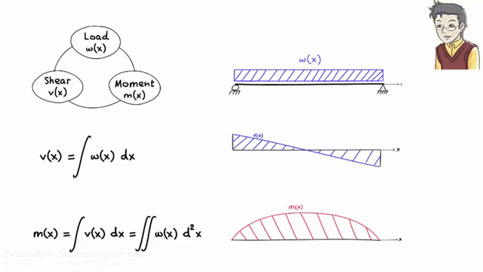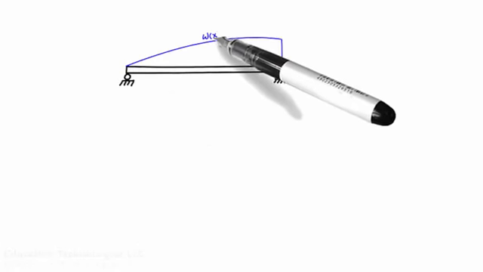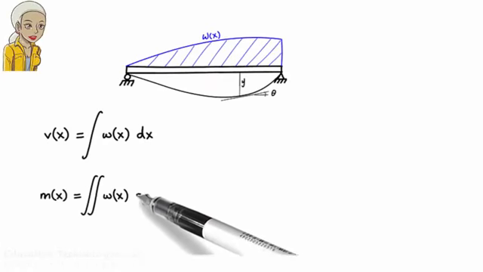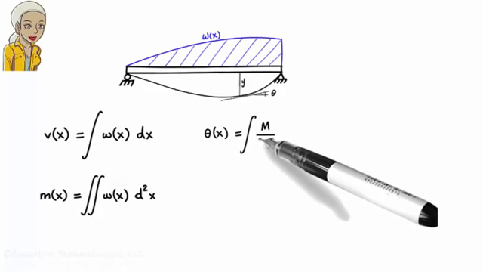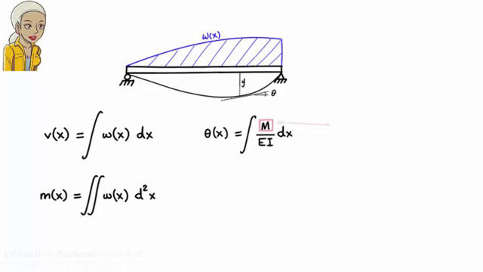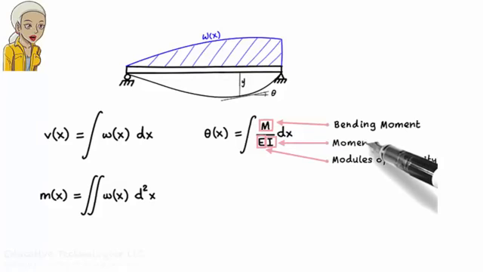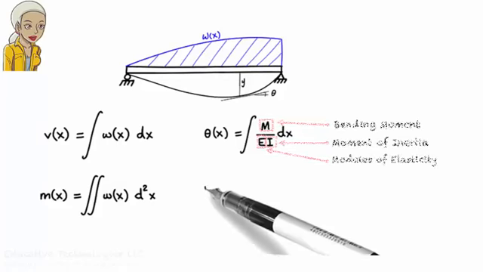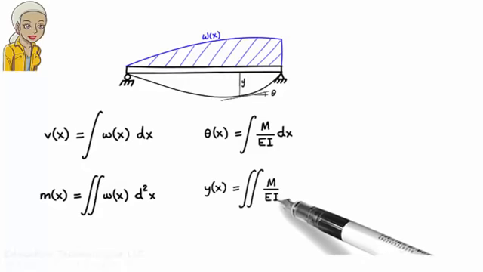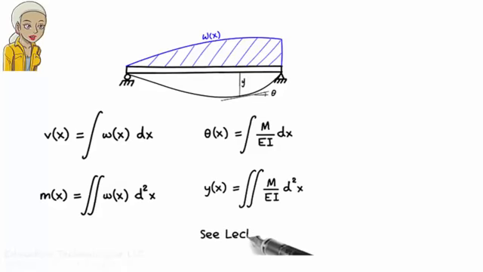We're going to use the relationship between load, shear, and moment as a template for calculating slope and deflection. Let's see how. Slope in a beam can be defined as the integral of M over EI, where M is bending moment, E is modulus of elasticity, and I is moment of inertia. And deflection is defined as the integral of slope, or the double integral of M over EI. See Lecture Essay 12 if you would like to know why these equations hold true.